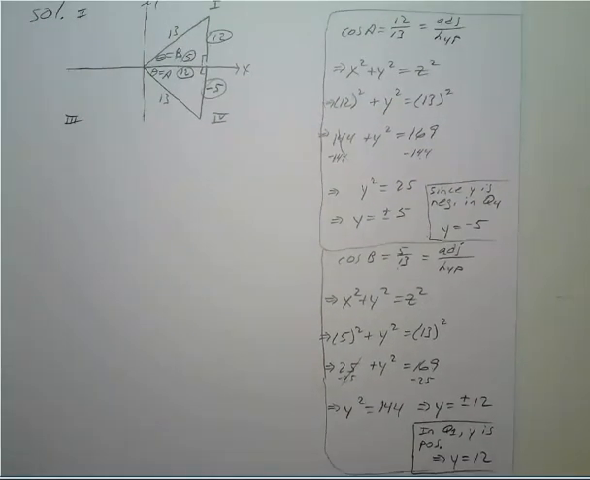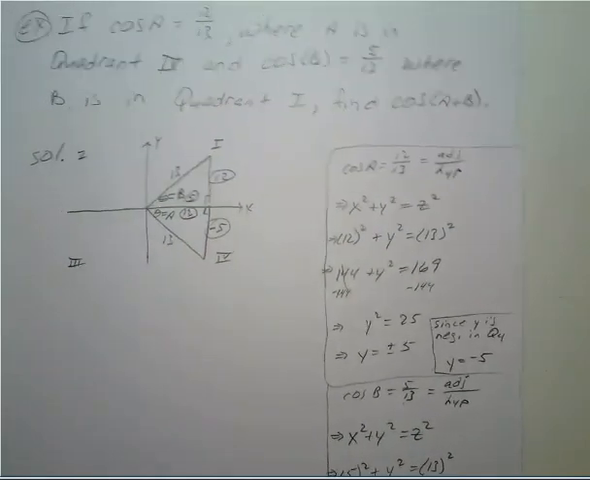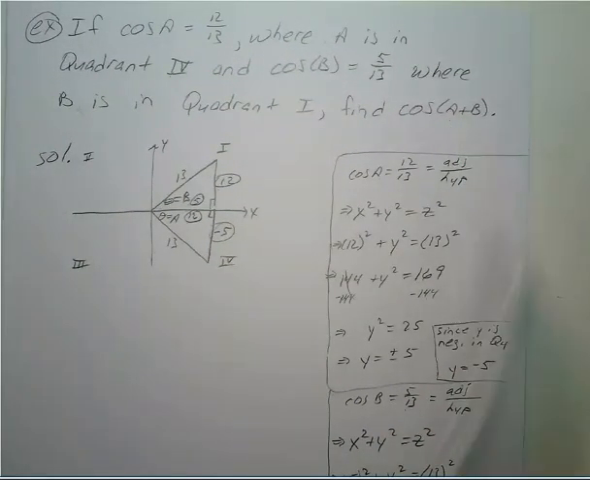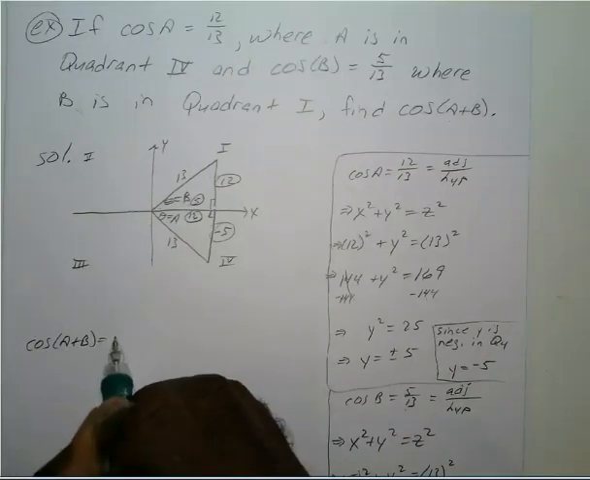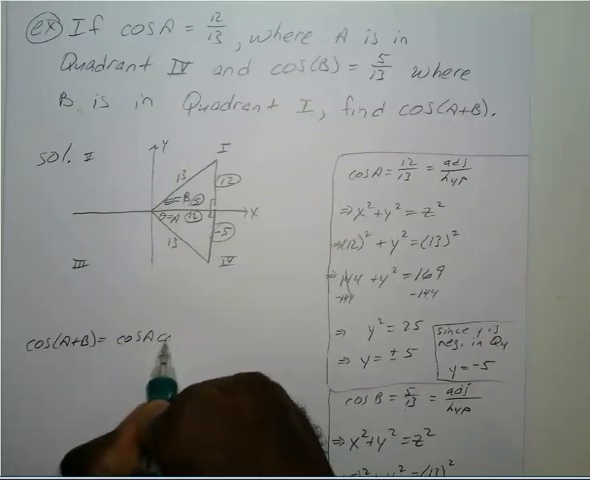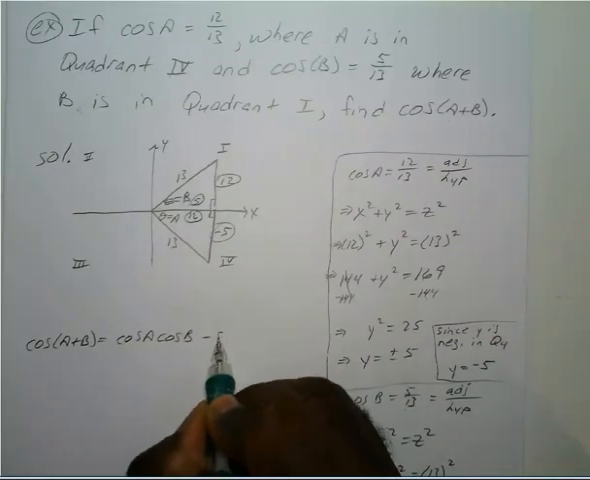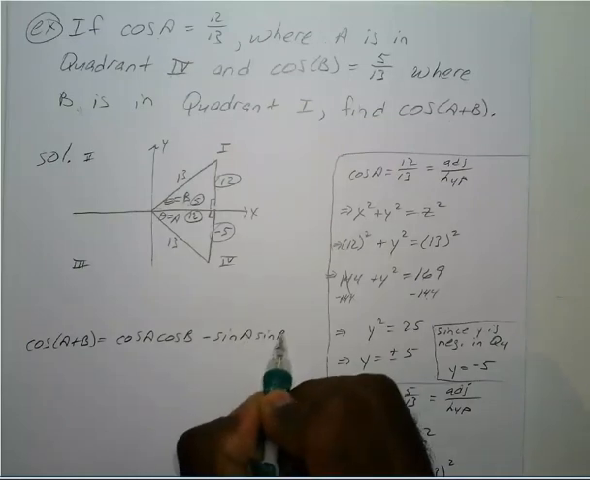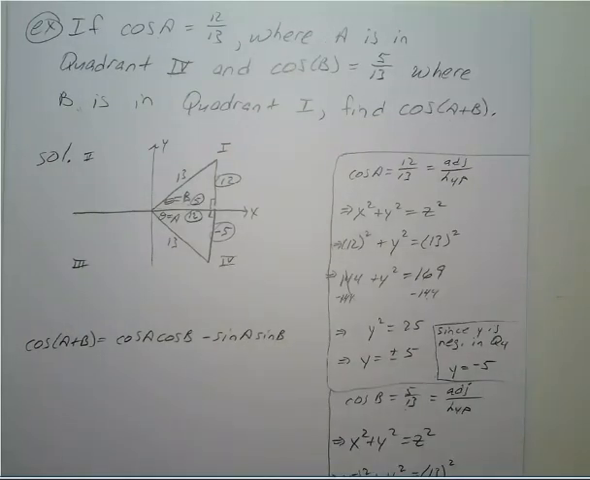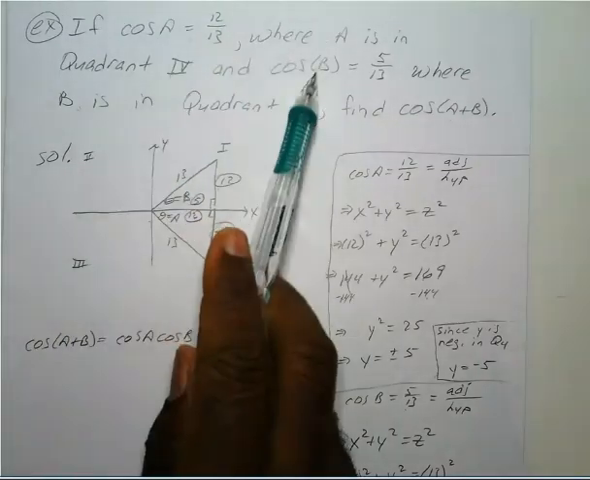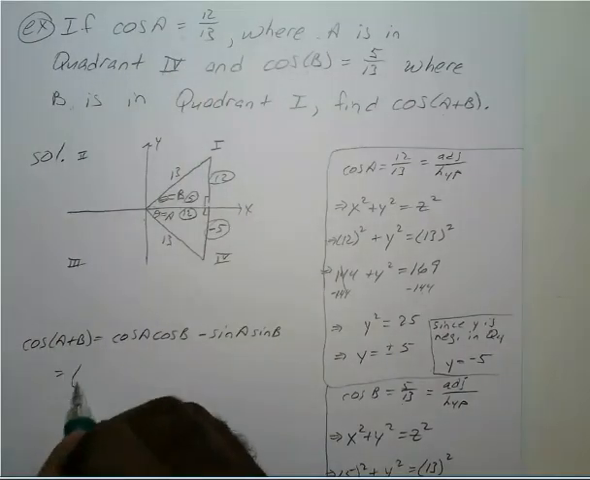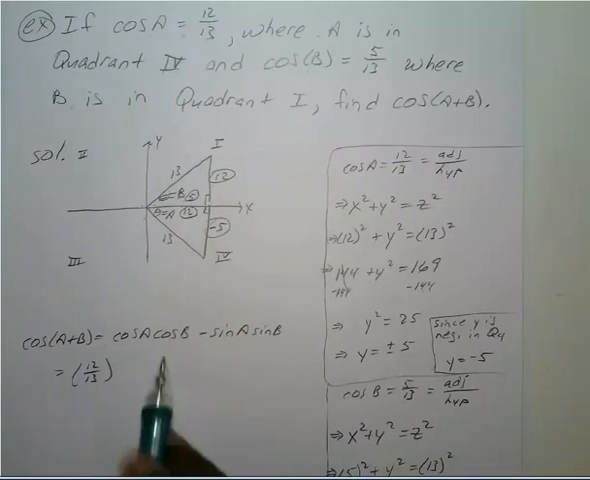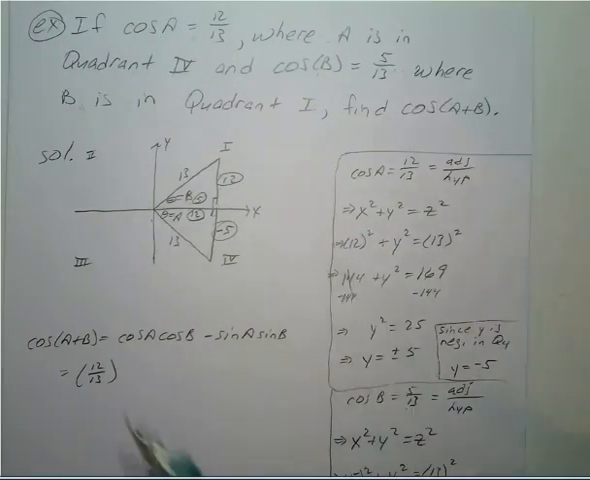All right, so we're going to scroll back up to the top because we're solving for cosine of a plus b. So cosine of a plus b equals cosine of a times cosine of b minus sine of a times sine of b. Okay, so they gave us cosine of a and cosine of b. Cosine of a is 12 over 13. Cosine of b is 5 over 13.